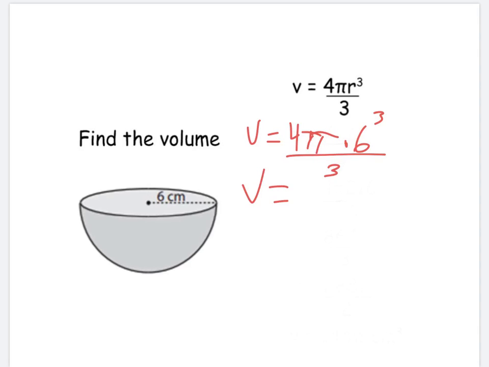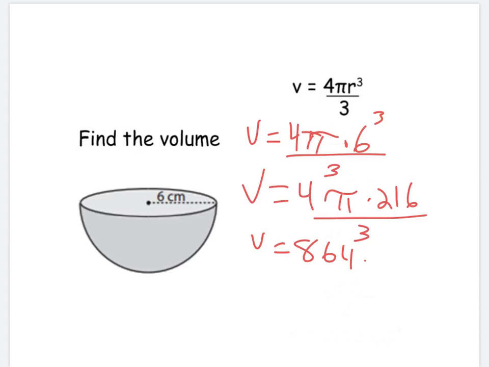So I do my exponent. So I have 4 pi, and then 6 cubed means 6 times 6 times 6, which is 216 over 3. Then I have to do my multiplication. So 216 times 4 is 864. Then we still have the pi, divided by 3. And if I divide that by 3, we get 288 pi.